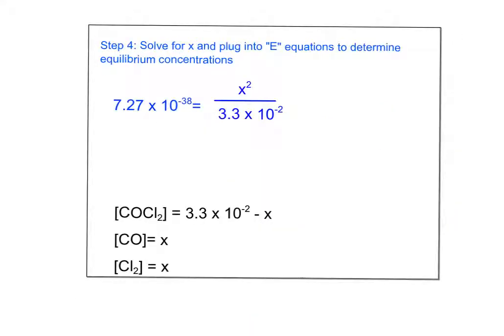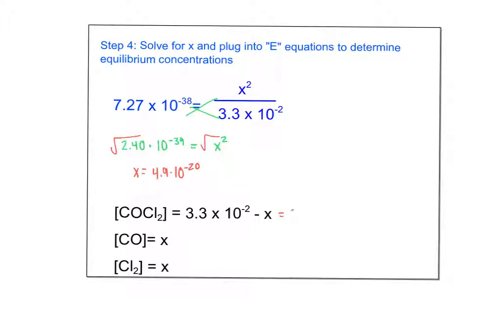All right, so I'm going to do some algebra. I'm going to crisscross multiply. So taking 7.27 times 10 to the negative 38th times 3.3 times 10 to the negative 2 gives me 2.40 times 10 to the negative 39th, and that's equal to x squared times the 1. To get x by itself, I have to take the square root of both sides, so that will leave me with x equals 4.9 times 10 to the negative 20th.